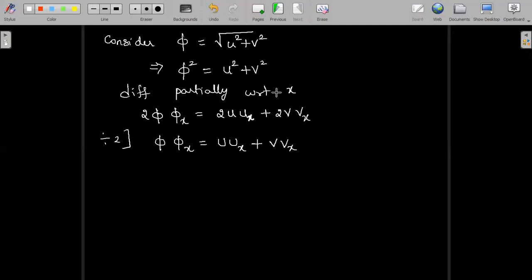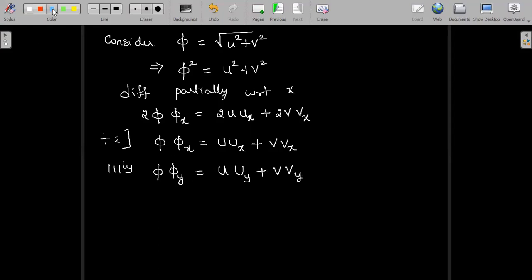Since phi is a symmetric function, observe the function phi is a symmetric function. So that is the reason we can similarly write down an expression for phi into phi y. Just replace x by y and we can write down u into uy plus v into vy. Now we will square and add them up. Above equations we will square and add them up.